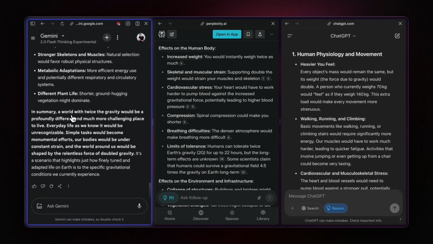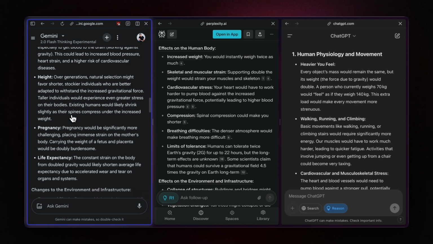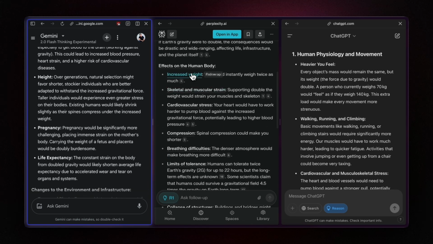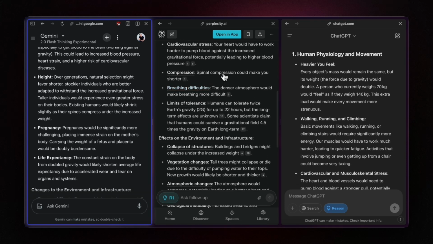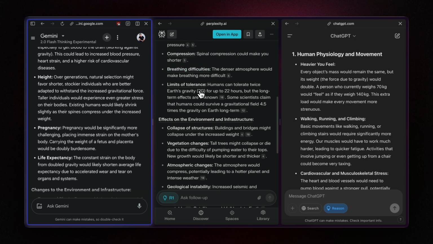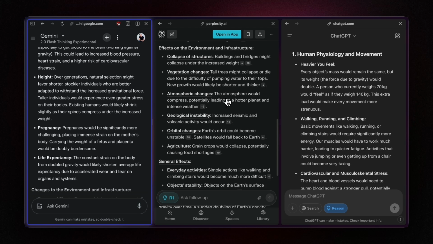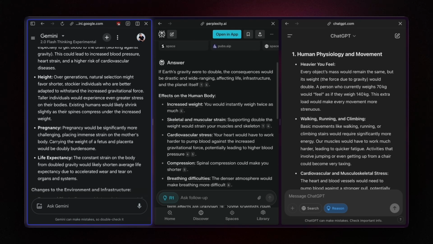So it has basically summarized all possible things that one would think of if presented with this kind of question. Now let's go to R1. So R1 says effect on human body: height, skeletal, cardiovascular stress, compression, spinal compression, breathing difficulties, limits of tolerance, effects on environmental, collapse structure, vegetation, general effect. Okay, so R1 is pretty limited. It hasn't thought in that much depth as Gemini has.